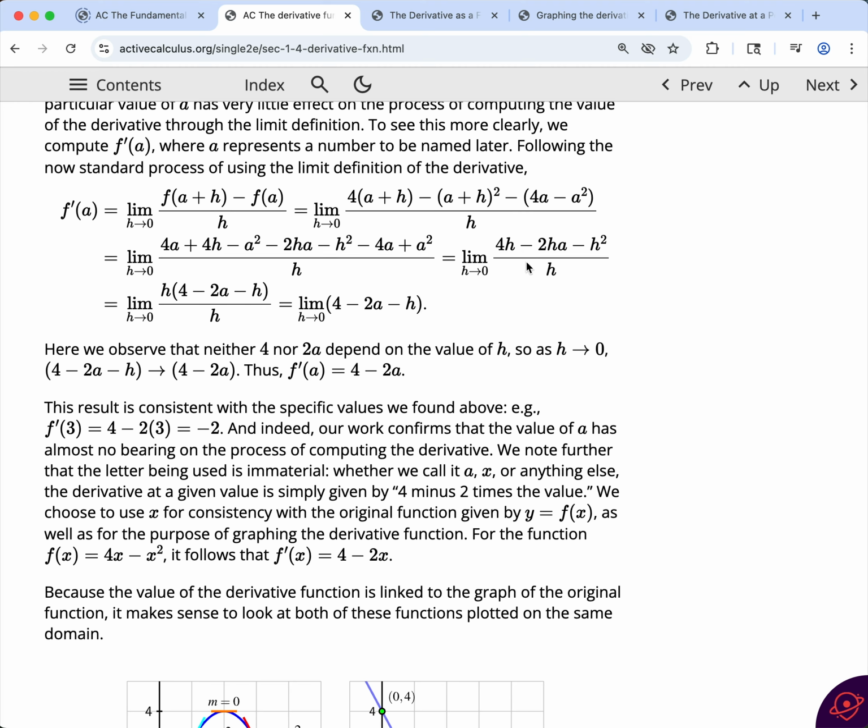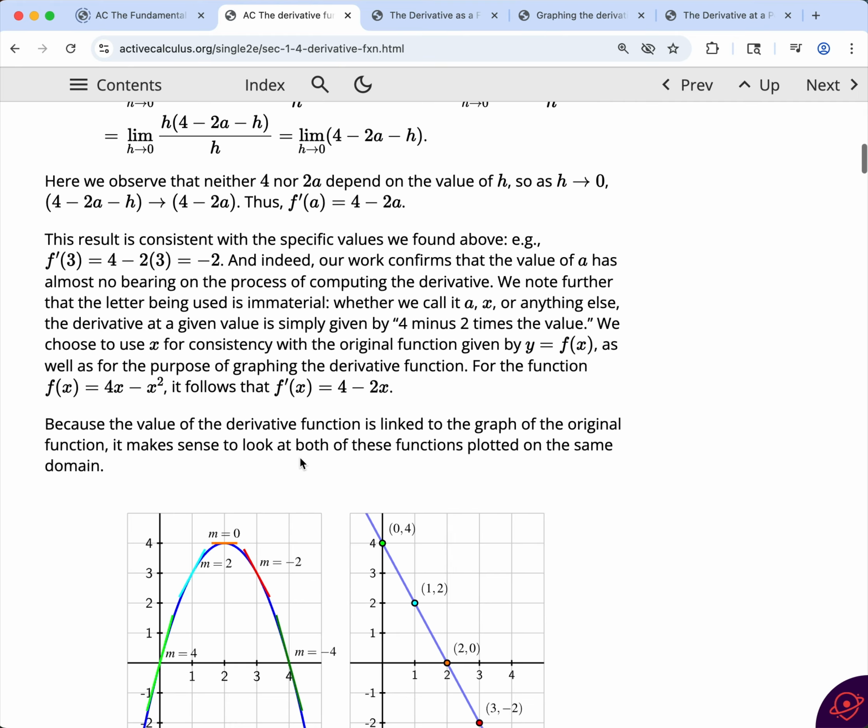They went through all the stuff we've been doing in class, and they came up with this. And then when h goes to 0, this is 0. In here, the h canceled out, and we get just 4 minus 2a, which happened to be the equation of this line. 4 is the y-intercept, and it has a negative 2 slope.